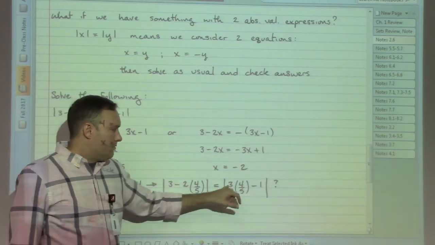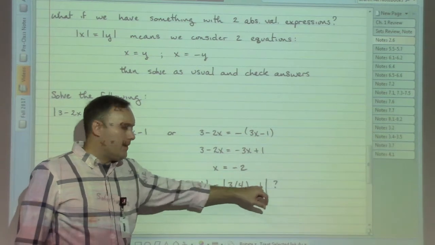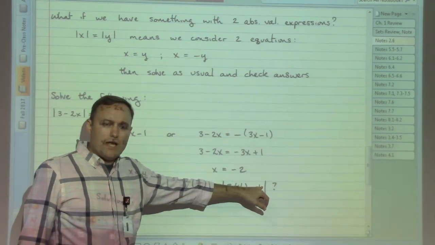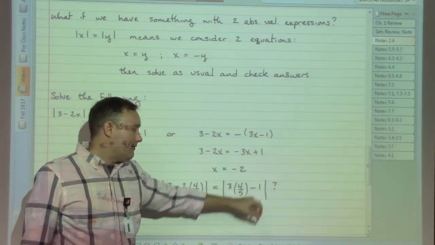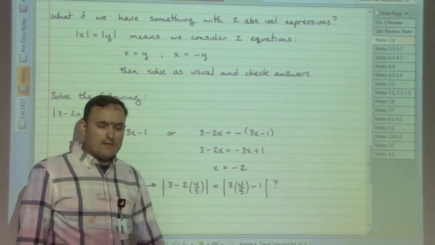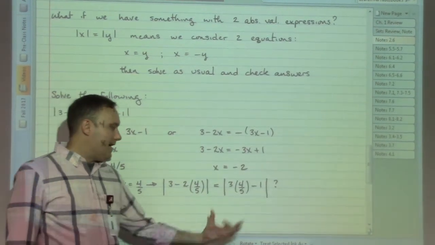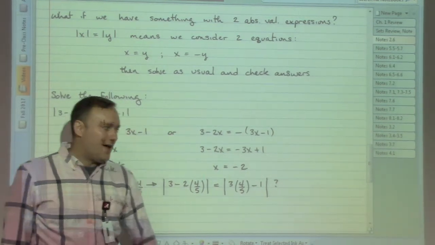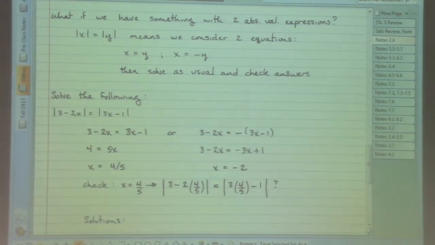Over here, 3 times 4 is 12. 12 over 5 minus 1. Well, we would want to switch that so that it would be a 5 over 5. So 12 over 5 minus 5 over 5. 12 minus 5 gives us 7. Over top of 5, the absolute value of 7 over 5 is 7 over 5. That all checks out.